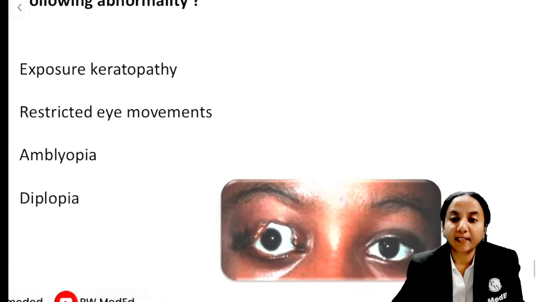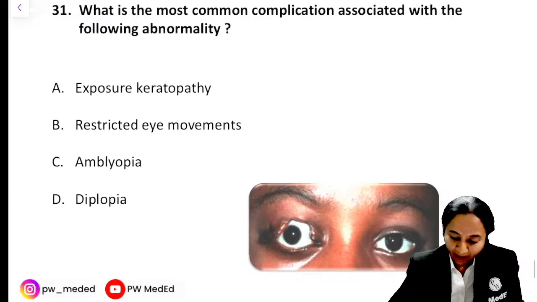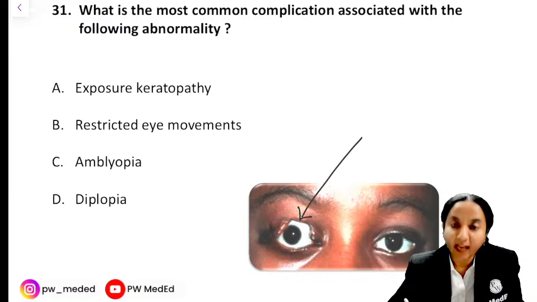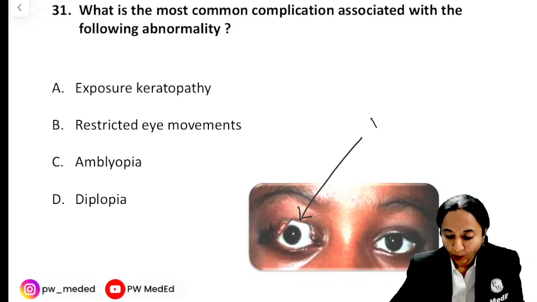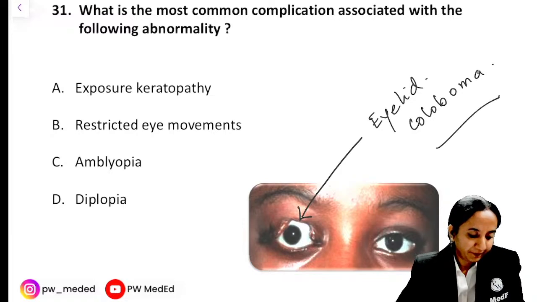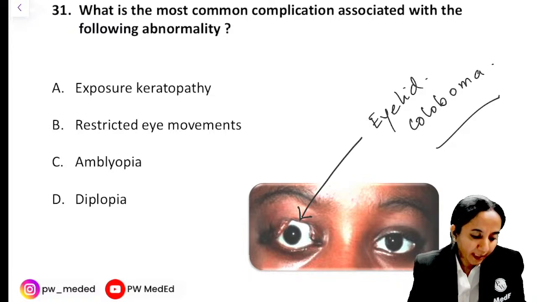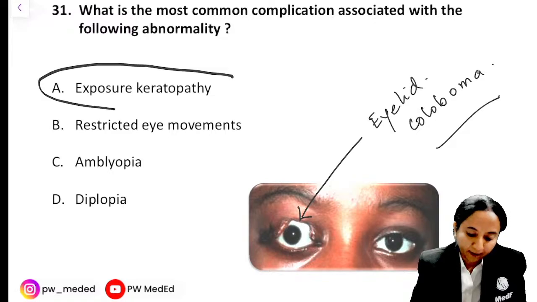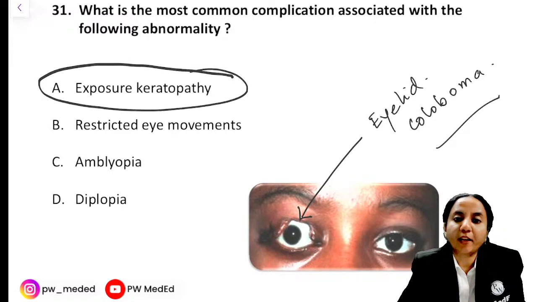What is this defect? This everybody knows. See, there is a defect on the upper eyelid here. This is called an eyelid coloboma. And because of the eyelid coloboma, what can you have? Obviously, see, the cornea is exposed. So you will have, correct, exposure keratopathy. This is the answer.